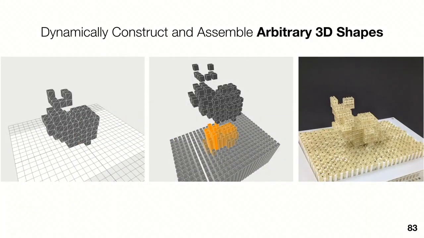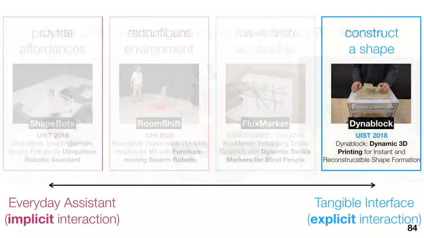Again, it's dynamically programmable, and a layer-by-layer approach can make arbitrary 3D shapes. We can also make low resolution shapes, like for the money symbol. So this is how we can use a swarm of elements to not only move on a tabletop, but also to construct shapes.